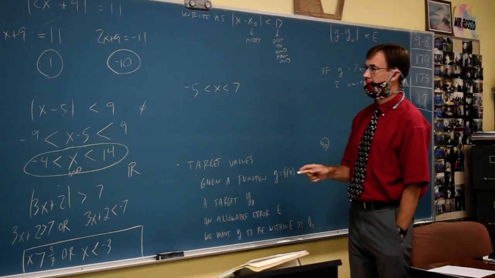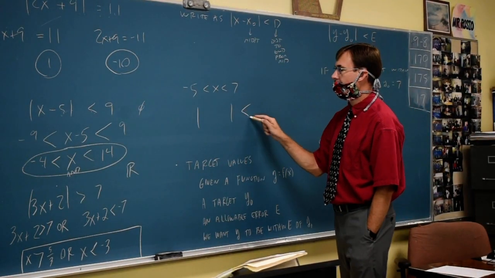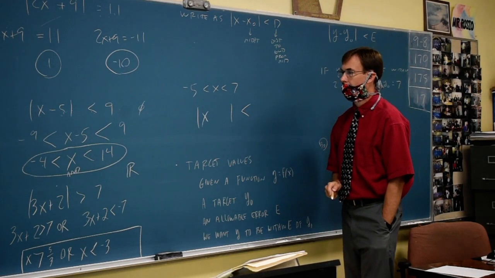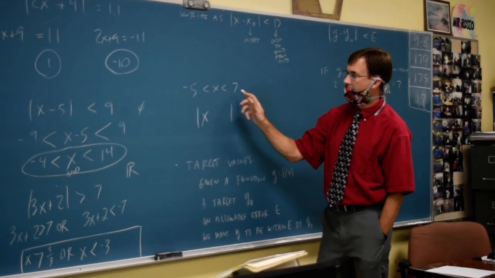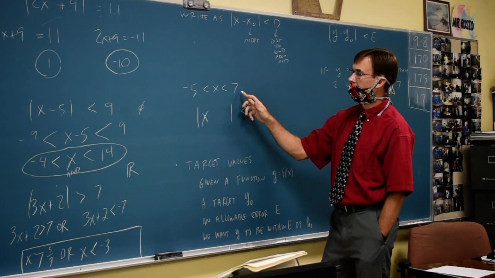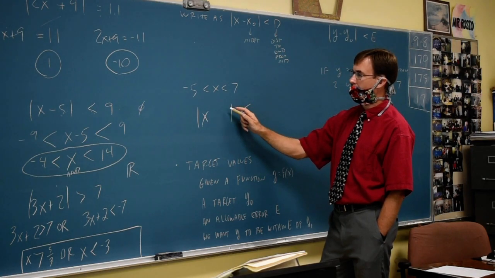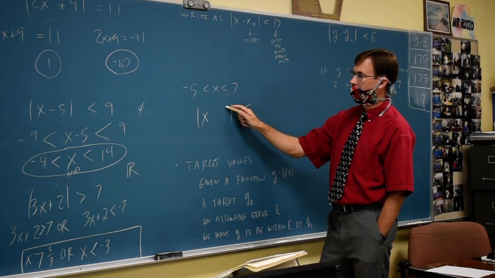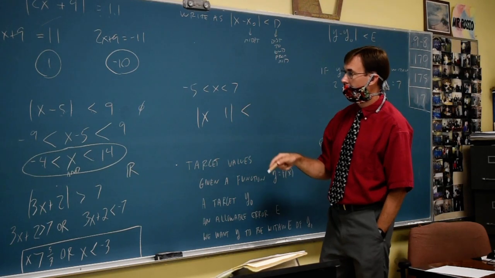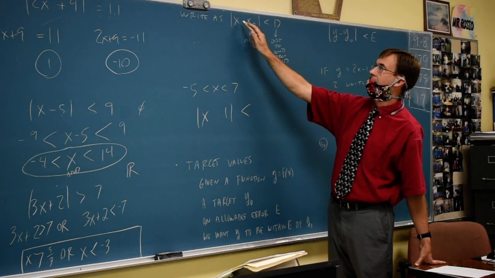So here's a new question. If we're trying to create something that looks like this, you first have to figure out what's in the middle here. From -5 to +7, the middle point would be 1. Okay. And it's set up to go x minus 1.